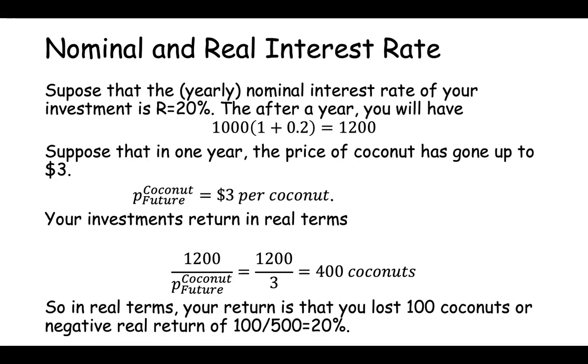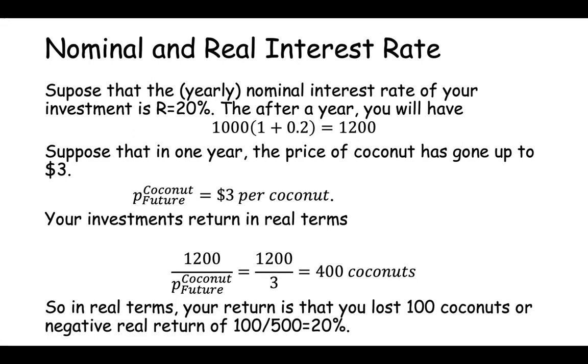Now, the question is, that's all very nice, but in order to know what happened with the purchasing power, we have to see what happened with the price of a coconut. And so let's suppose the price of a coconut in the same year has gone up from $2 to $3. Now notice that when we invested this $1,000, that was enough to buy 500 coconuts. We put it in the bank, and 1 year later we get 1,200. But because the price of coconuts has gone up, now those 1,200 are enough money to buy 400 coconuts.